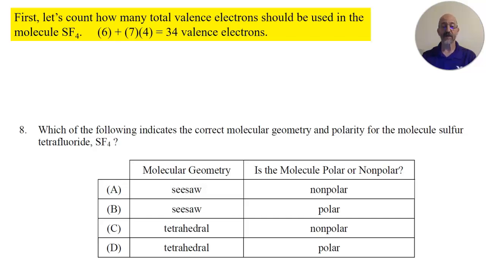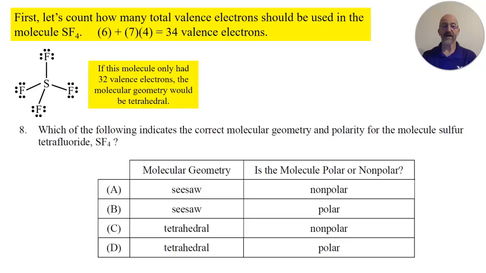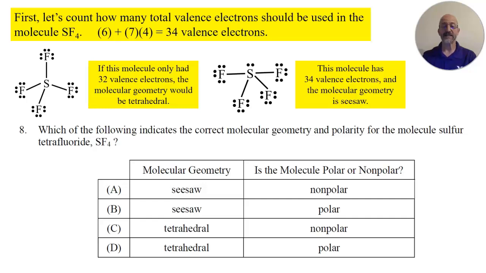Now, is this seesaw or tetrahedral? Well, if we had 32 valence electrons for sulfur tetrafluoride, SF4, then the molecular geometry would be tetrahedral. But we don't have 32 valence electrons. We actually have 34 valence electrons, so that extra pair of electrons will affect the molecular geometry. So it's not tetrahedral, it actually is seesaw geometry. So the correct answer to question 8 is either A or B.